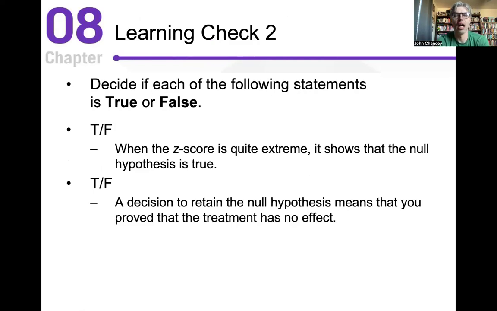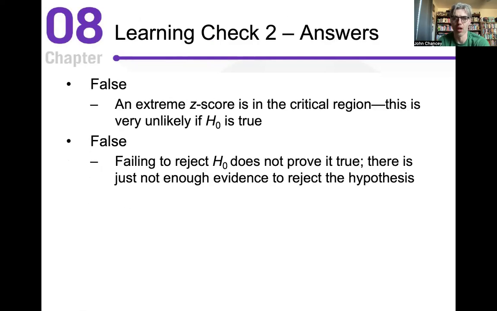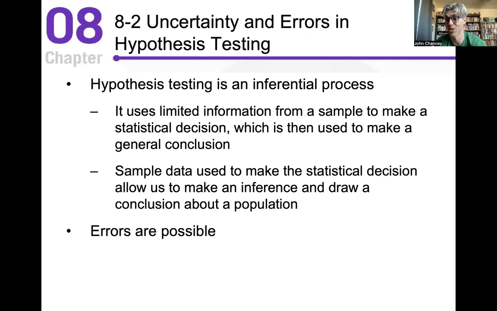So, quick learning check. True or false: when the z-score is quite extreme, it shows that the null hypothesis is true. And second one, true or false: a decision to retain the null hypothesis means that you proved the treatment has no effect. So, pause your video here, make sure you understand both of these before moving forward. All right, both are false. First one, an extreme z-score is in the critical region, thus it's very unlikely the null hypothesis is true. Second one, failing to reject the null hypothesis does not prove it's true. There's just not enough evidence. It's going back to that idea that just because you're found not guilty doesn't necessarily mean you're innocent, just that we don't have enough evidence to prove you're guilty, or the prosecution, I should say.